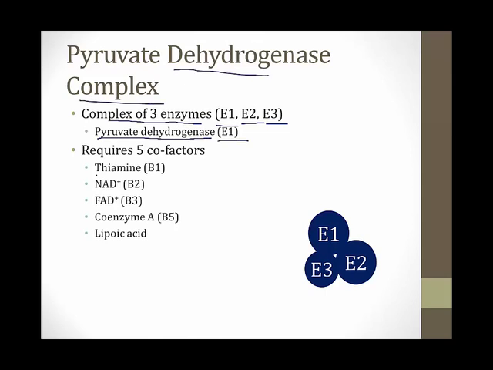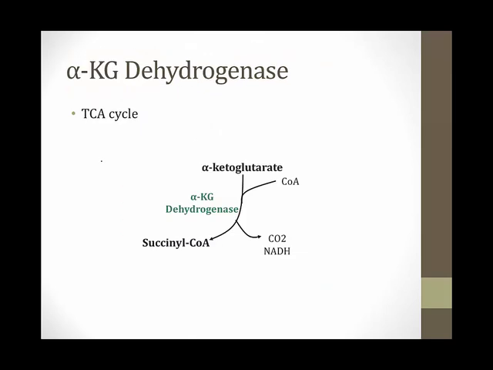The first cofactor is thiamine, which, as we just discussed, is vitamin B1. But these dehydrogenase complexes also require vitamin B2, which is important for synthesis of NAD, and vitamin B3, which you need to synthesize FAD, and then finally vitamin B5, which you need to synthesize coenzyme A. And then the last cofactor is not a vitamin, it's called lipoic acid.